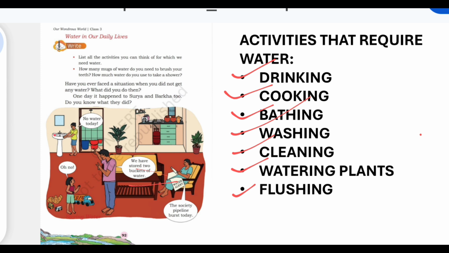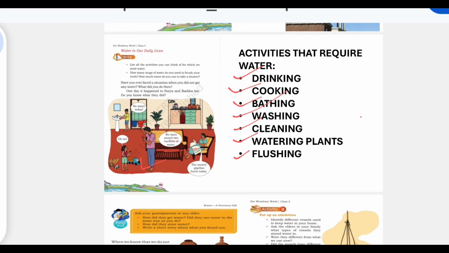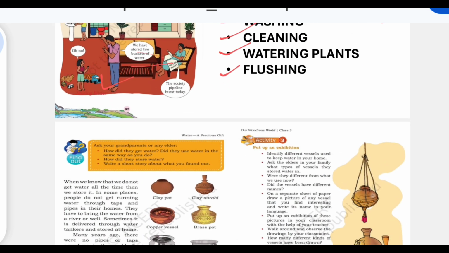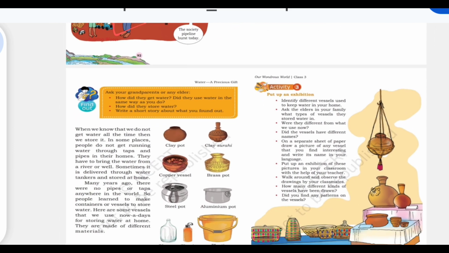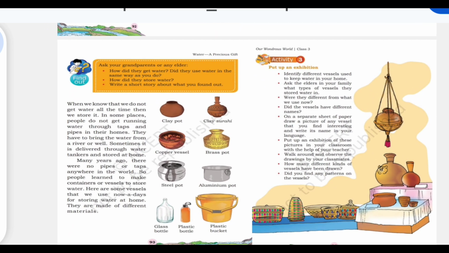Surya has gone to wash his hands and he can see that there's no water. And what is he saying? No water today. Oh no! You can see Barkha saying, oh no! So what is their father saying now? We have stored 2 buckets of water. So he's telling them that we have stored a few buckets of water, and they can use that. This normally happens when the pipeline has burst or during summer. So you should always use water wisely.